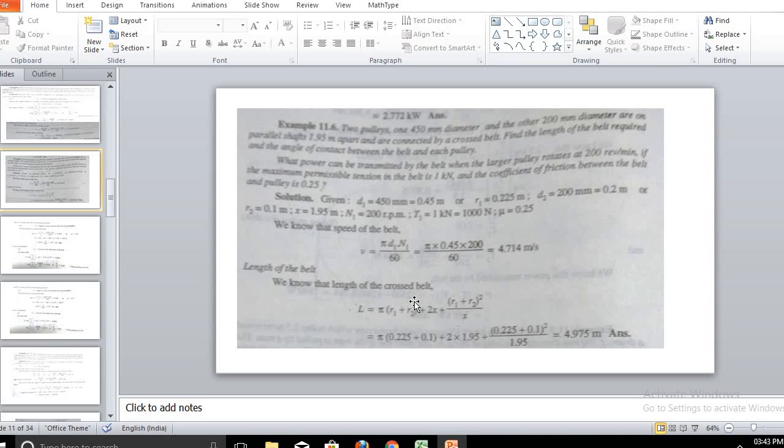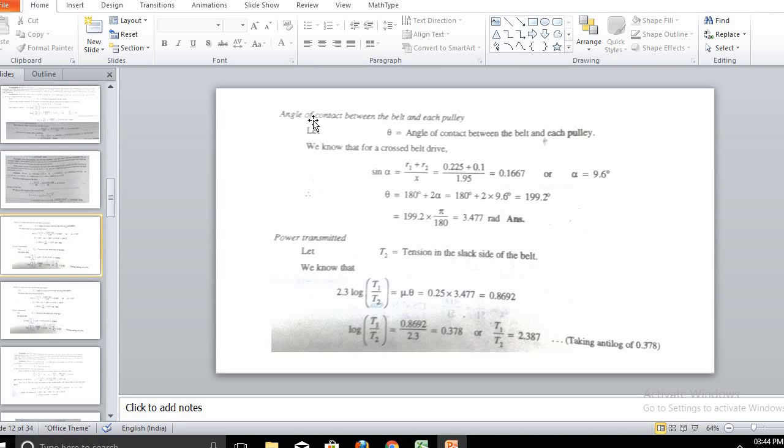So for the length of a crossed belt, we can use that formula to find the length of this belt drive. Length is equal to pi into (r1 plus r2) plus 2x plus (r1 plus r2) squared divided by x. And they also asked to find the angle of contact between the belt and each pulley. So we can calculate the length by putting the values of R1, R2 and X, and you can find the length of the belt. Again, they asked to find the angle of contact.